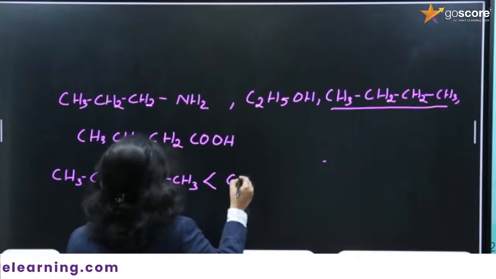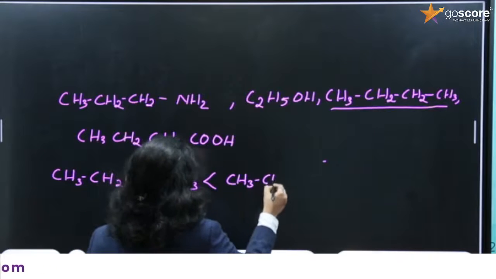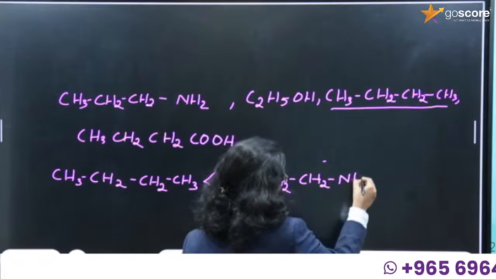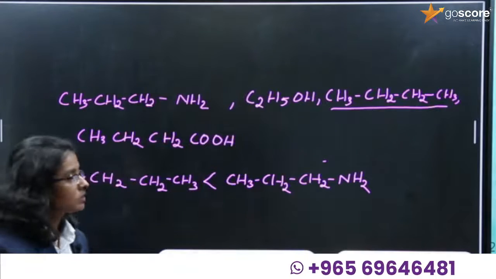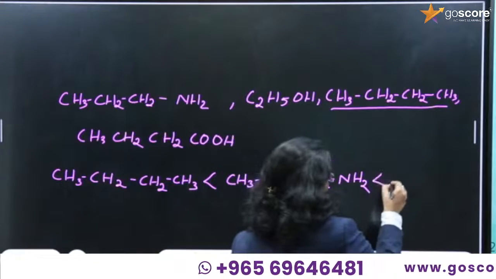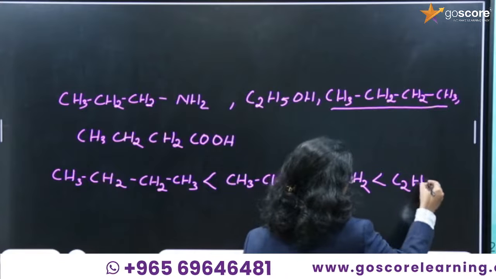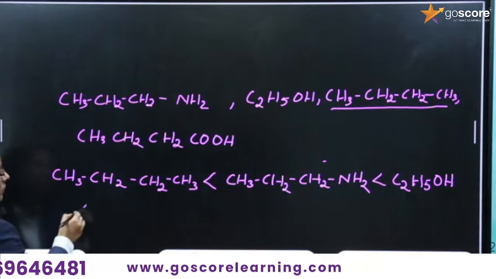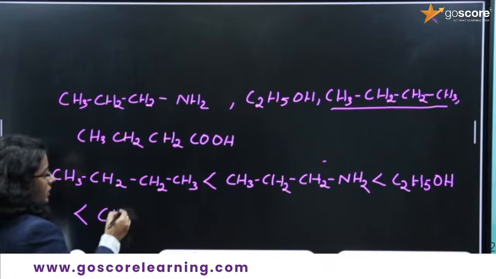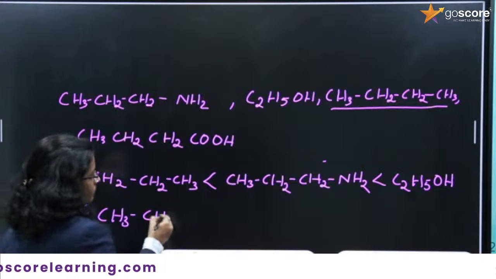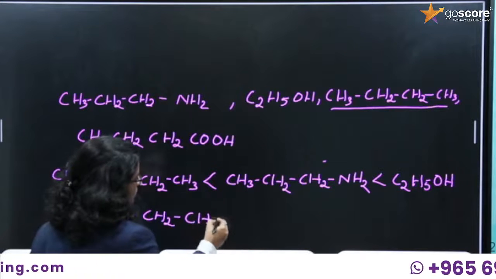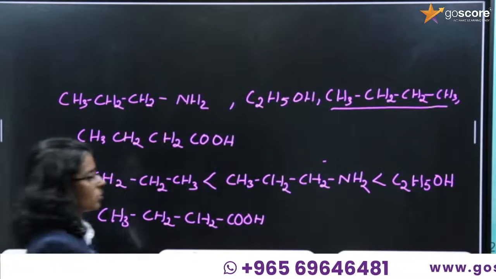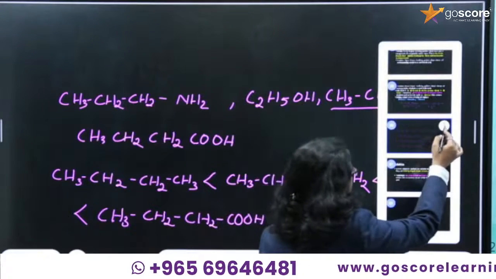Is it CH3CH2CH2NH2? Which one will be the next one? Alcohol. That is C2H5OH. Then the next one will be CH3CH2CH2COH. Is it? So I'll give another one.